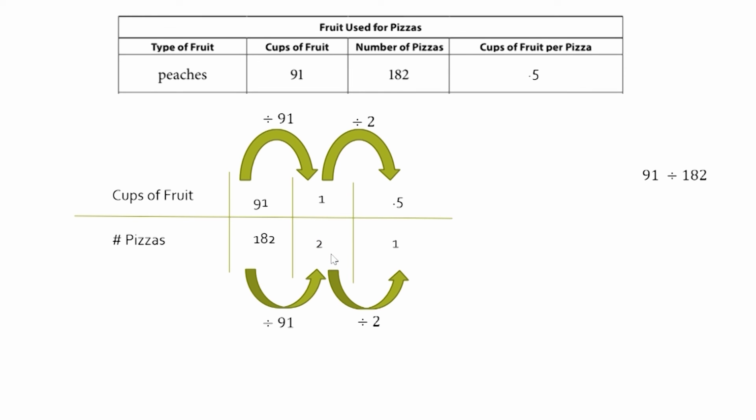Let's see what we really did here. We solved 91 divided by 182. That's the same as saying 91 over 182, like a fraction, because a fraction is just really the numerator divided by the denominator, right? And we knew that was equivalent to 1/2, or we could say 0.5, 5/10. So it takes 1/2 a cup of fruit to make 1 peach pizza. That's why this one was different. It takes less than 1 cup. Awesome job, 5th grade. I think that you're ready to try a couple of these on your own.